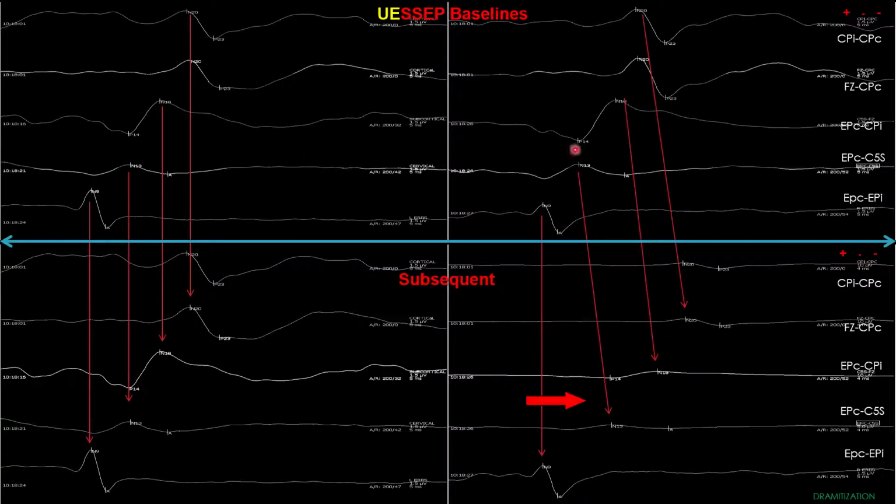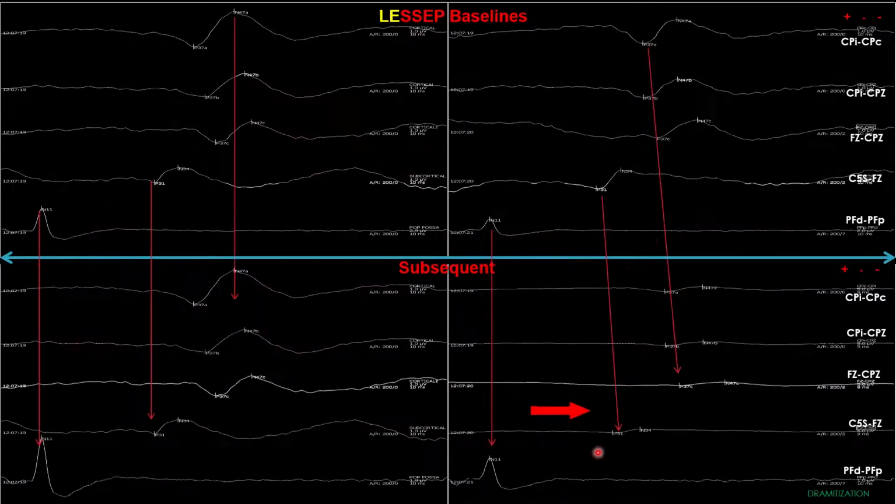Here's an upper SSEP, left side, right side, and you have a unilateral change with that peripheral response still intact. Here's a lower SSEP where we have the baselines up here, and later on we have the peripheral responses still intact, and on one side everything above that peripheral response is diminished.